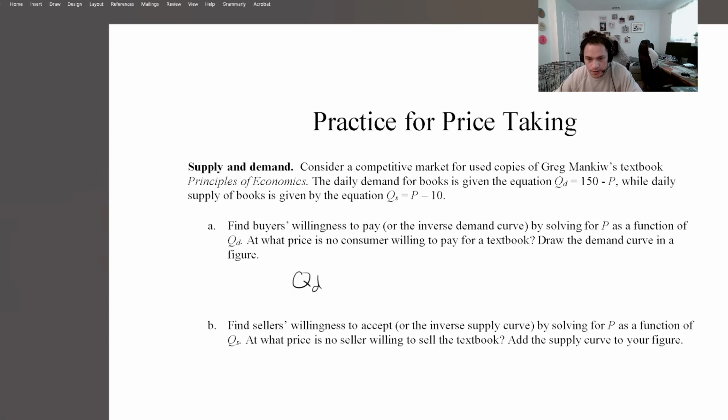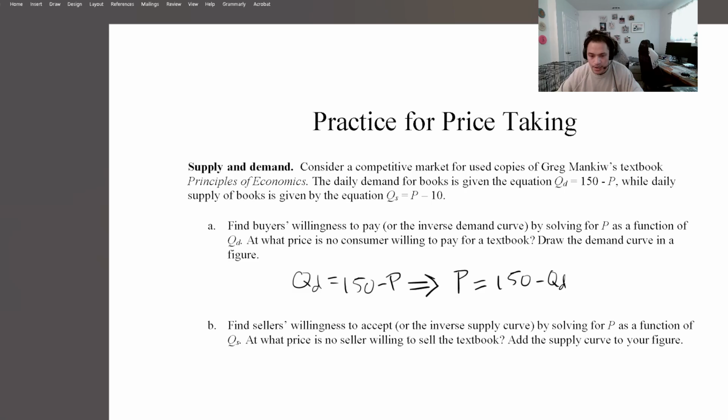So first step, I have my initial equation, QD equals 150 minus P. I need to get my inverse demand function. What I want to do is rewrite this function with P as a function of Q. Just in the simplest terms, I just want to solve for P. It's a little bit of simple algebra. I'm going to get P by itself. I'm going to add P to both sides, and I'm going to end up with the function P equals 150 minus QD.